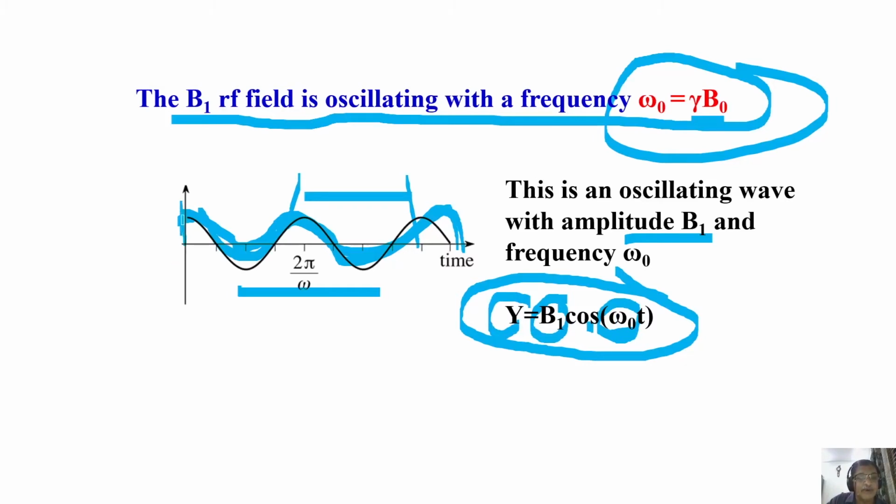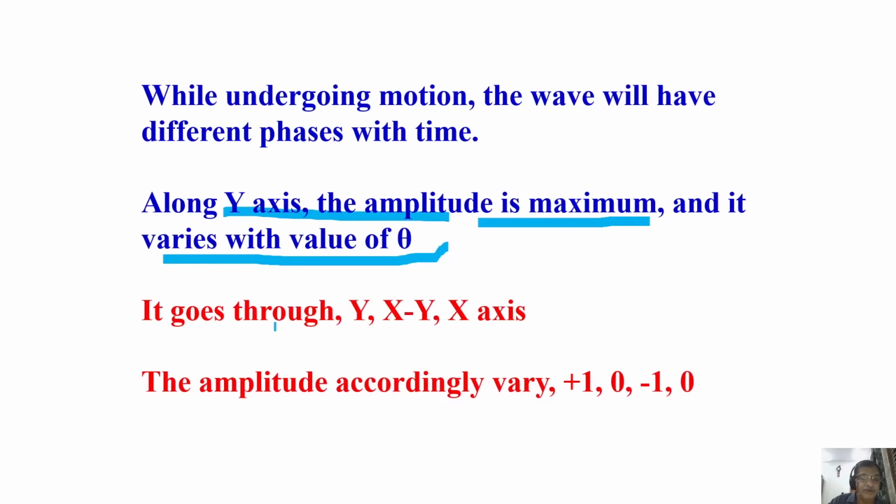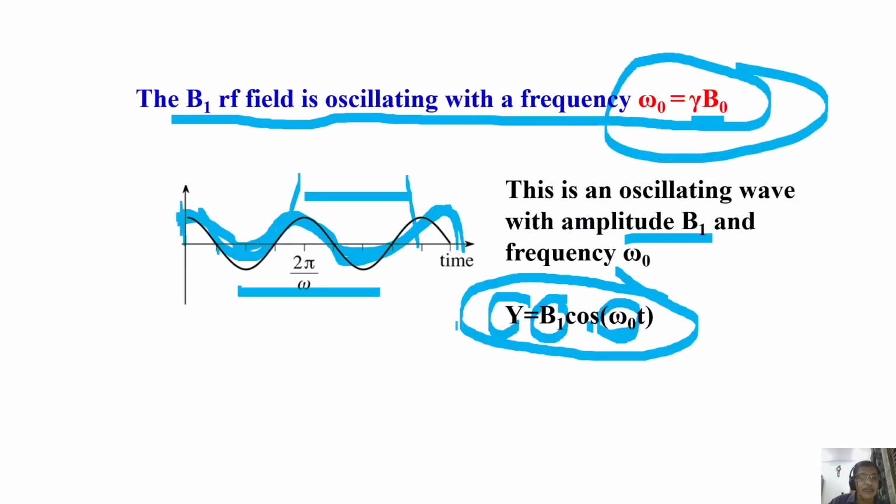Now as it keeps moving, what happens? It comes here. This is pi by 4, pi by 2, 3 pi by 2, and then finally it becomes 2 pi. It is oscillating like this. So the y component is 1, becomes 0, minus 1, 0, plus 1. The y component is going through y, x, minus y, and x axis. See, it is going through y.